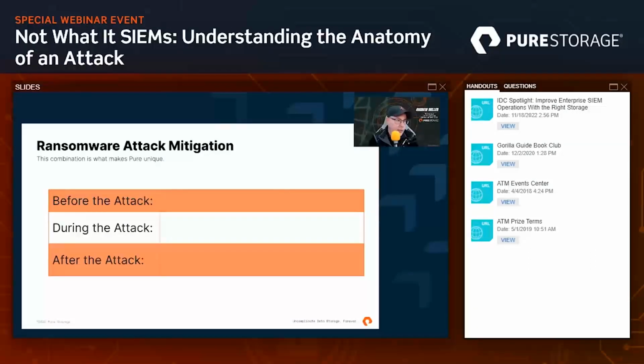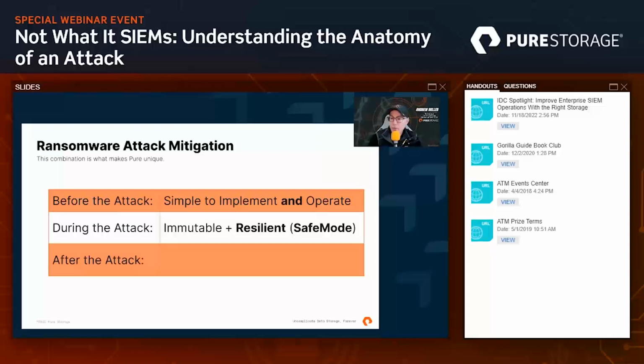So for the rest of this, I think we're finishing up my section here. Think of it from the lens of before, during, and after an attack. If we keep this from a SIEM standpoint, before, Pure offers capabilities that are simple to implement and operate. That goes to some core Pure simplicity, and that can actually apply to protecting the primary data too. We're not going to focus on that as much today.